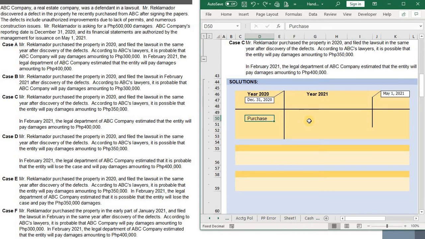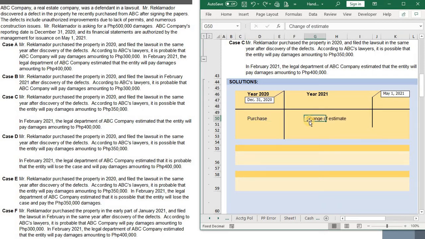Regardless whether the lawsuit is filed in 2020 or in 2021, which in case B, the lawsuit is actually filed in 2021. So that is for case B. However, for case C, the lawsuit has been filed in 2020. So what are the events that occur in 2021 related to the purchase made in 2020? So that is the change of estimate.